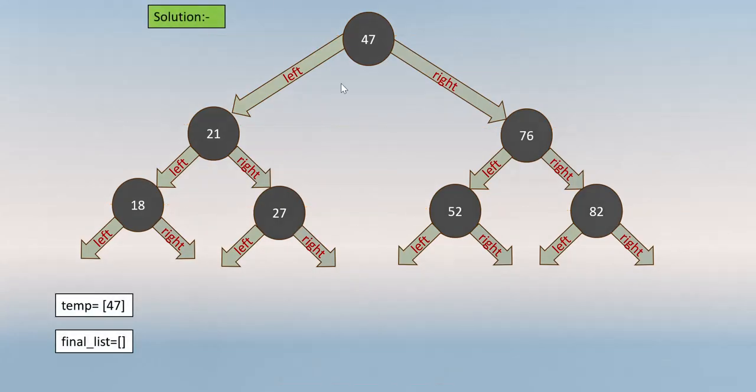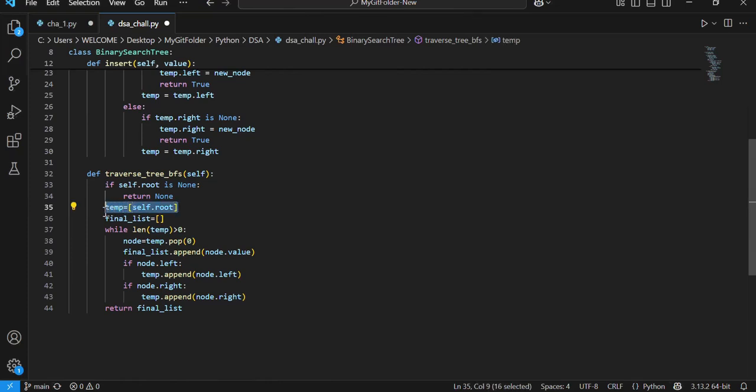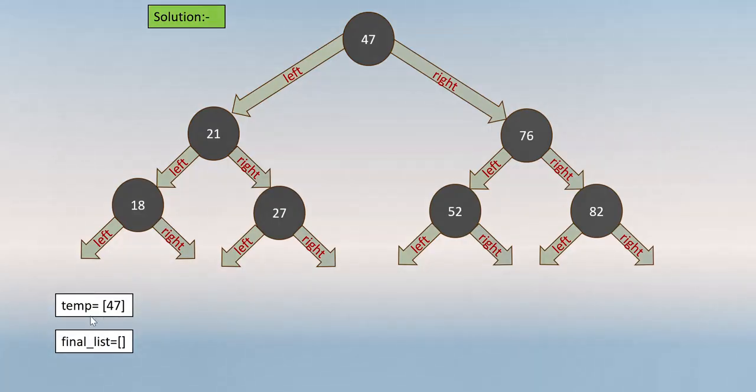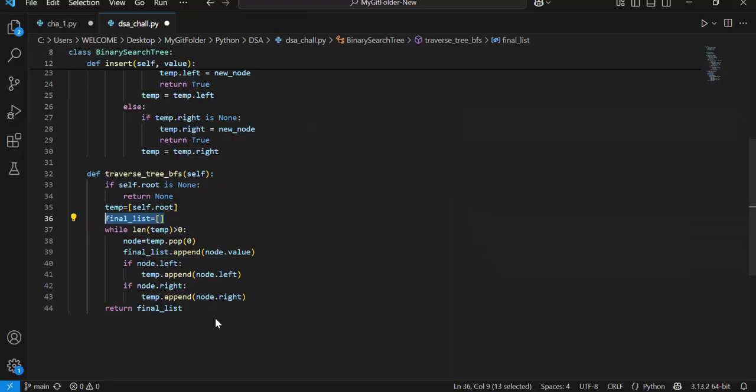So this is the given tree, and we are creating a temporary list and storing self.root as its first node, and also we are creating a final list which is currently empty. Okay, so this is the same as what we have mentioned. We are storing self.root in the temporary list, which is 47. So this 47 is not a value, it is a node. Okay, and currently the final list is empty.